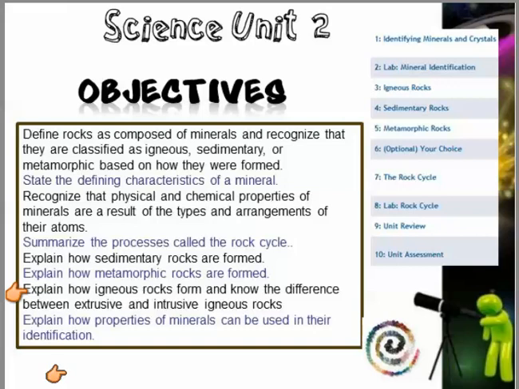So in your notes, make sure that you write extrusive igneous rocks. They are formed on the exterior or the outside of the earth. Therefore, they cool more quickly, and they're going to have small or fine grains. So you need to know all that about extrusive rocks. They're formed on the exterior, they cool quickly, and have small or fine grains, so they're smooth.